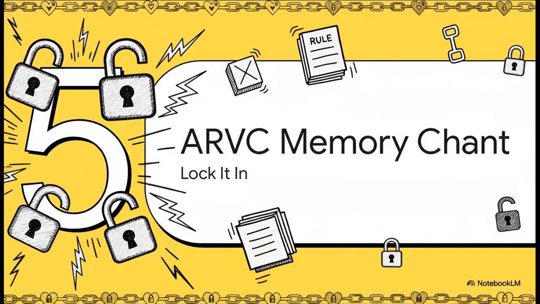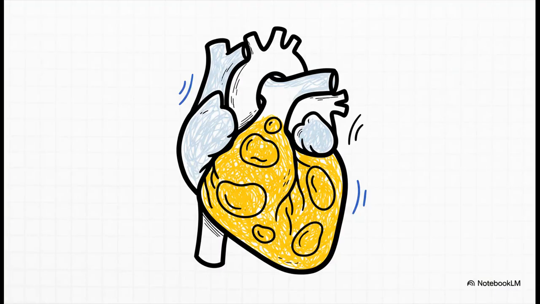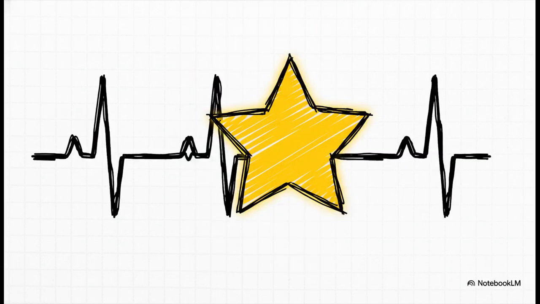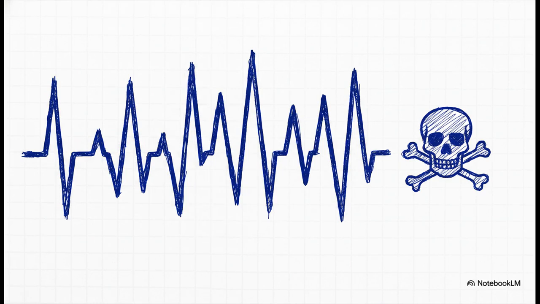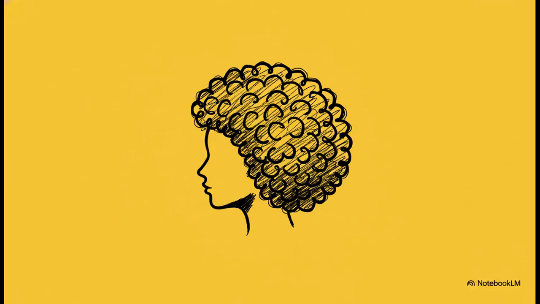All right, Sarah, let's lock in the ARVC rules for good. It's time for the memory chant. Ready? Here's the beat. Fatty is the wall. Epsilon is the call. RV is thin. VT will win. And woolly hair is Naxos.